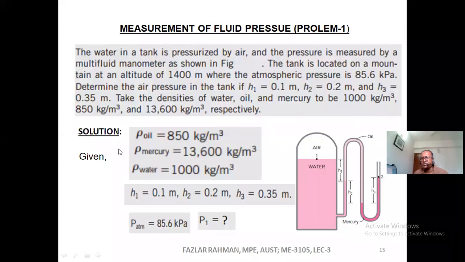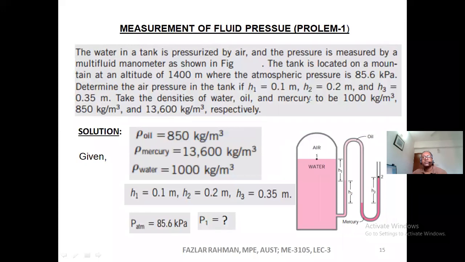How can we solve this problem? Okay. It's saying a water tank is pressurized by air. Pressure is measured in the tank. You would like to measure the pressure by a multi-fluid manometer. That means in this manometer, you look carefully. This is the same fluid as the tank. Then right over here, a different type of manometer fluid, oil. And right over here is mercury. And right over here is 0.2, exposed to the atmospheric pressure.